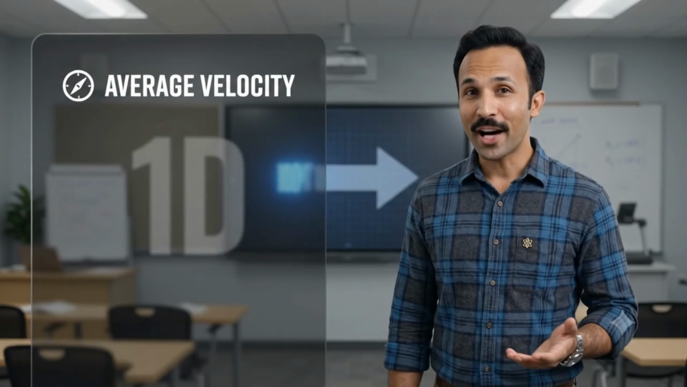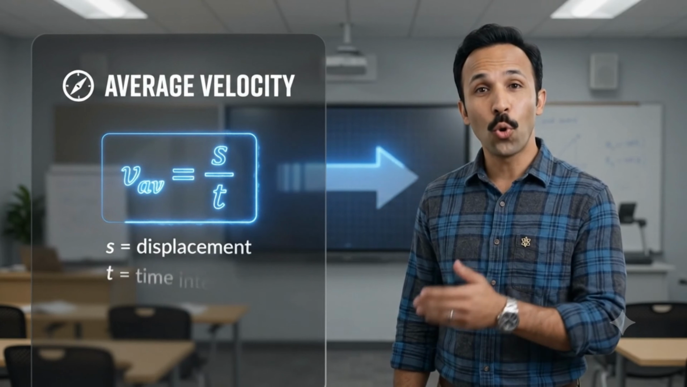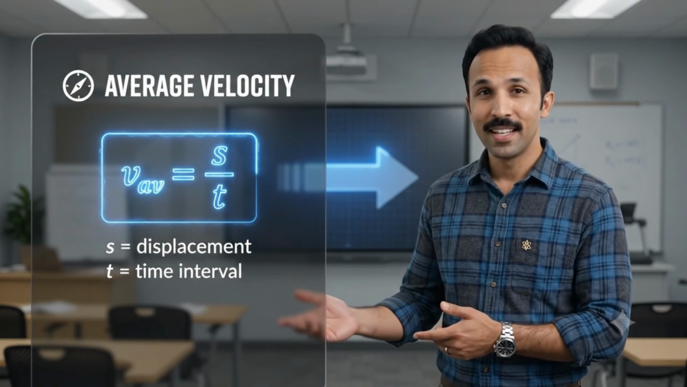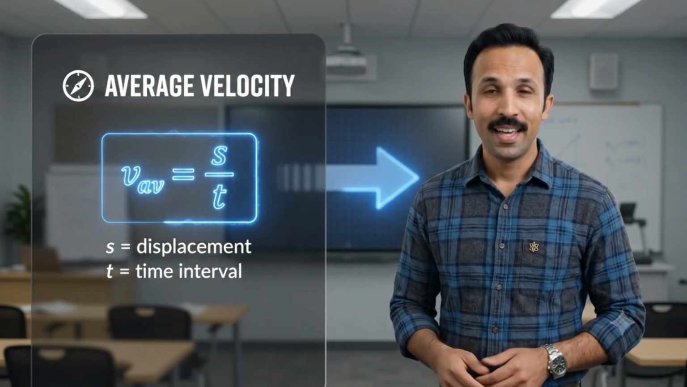When we care about direction, we use average velocity. It is the object's total displacement, s, divided by the time interval, t. Sarang swims to the end of a 25-meter pool and back in 50 seconds. His total distance is 50 meters, but his displacement is 0. Let's calculate the average speed.